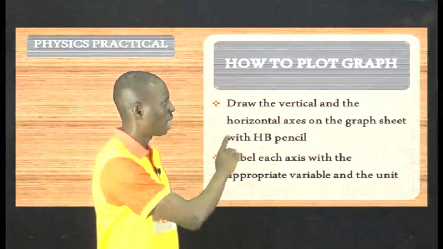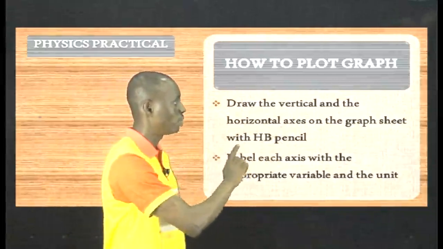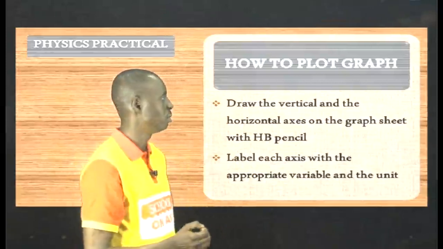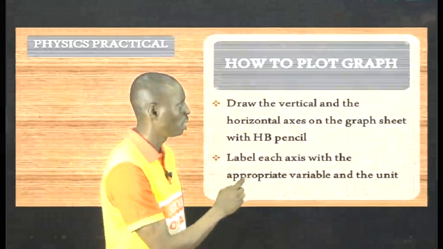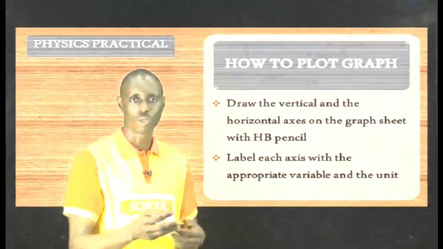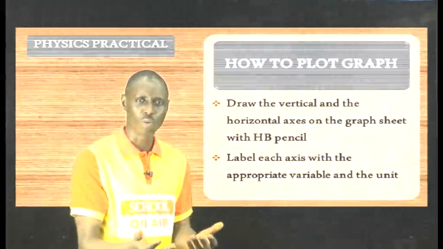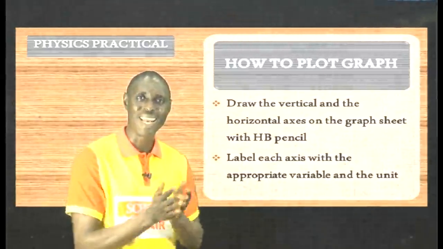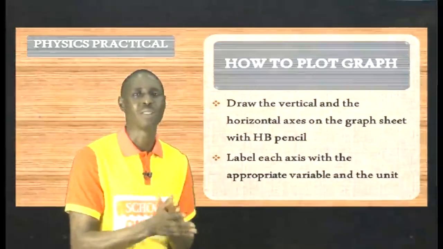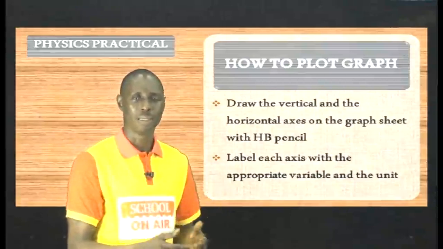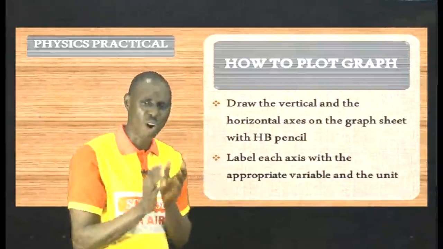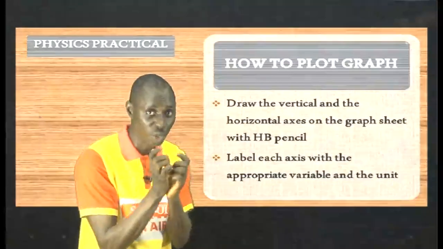So you have to draw the vertical and the horizontal axis on the graph sheet with HB pencil. You need to use HB pencil for neatness of work and for legibility. You must also label each axis with the appropriate variables and the units. It is not acceptable for you to just draw your graph without letting us know the parameters that are allocated to that particular axis. If you are talking about t, then you must show t, and then, as a matter of fact, you must let us know the units of that t.